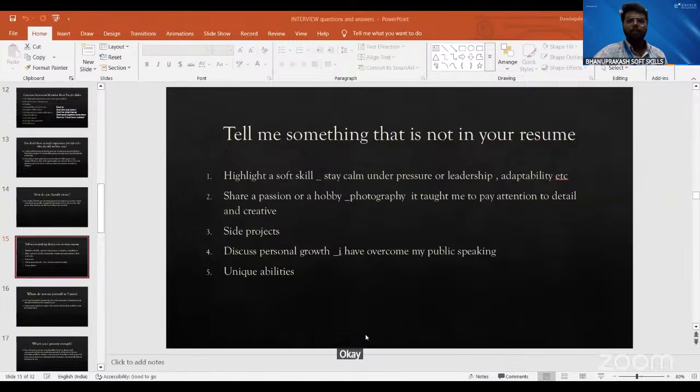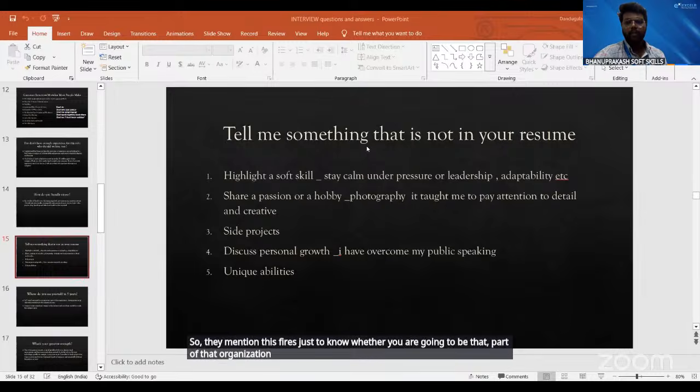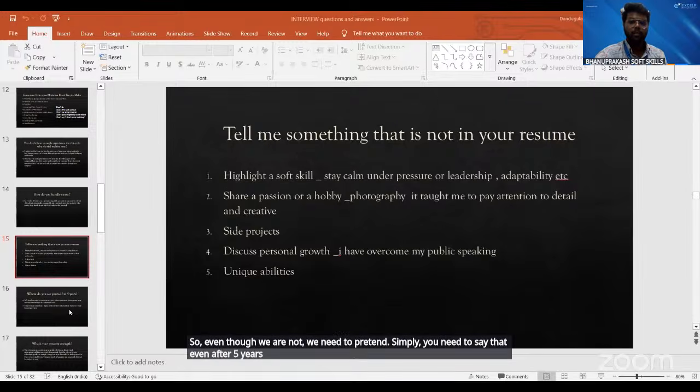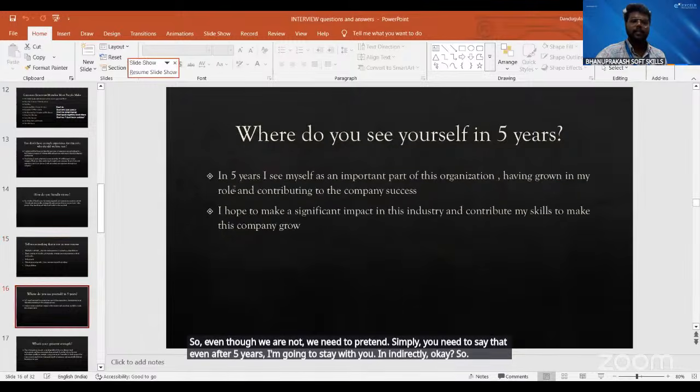Okay, fine. Simply, we need to understand why they are asking about these 5 years. They mention 5 years just to know whether you are going to be part of that organization even after 5 years. Even though we may not be, we need to pretend. Simply, you need to say, indirectly, that even after 5 years I'm going to stay with you. Okay. So here you can find this answer.